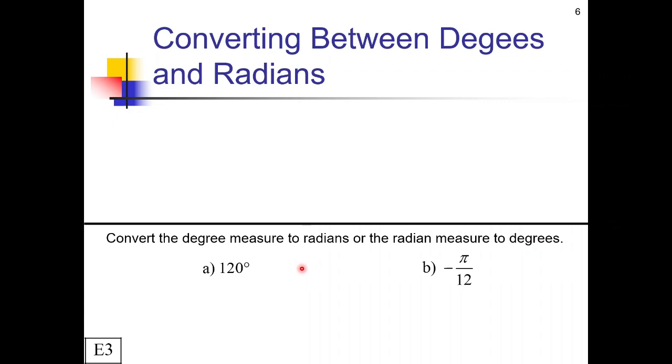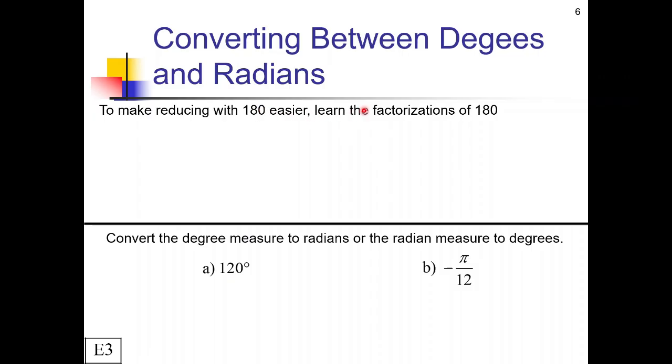Before we do that, though, because you might be thinking, well, I just need to multiply by some fraction with a pi and a 180 in it. How hard can that be? The trick is we typically ask folks to do this without the use of a calculator. There are a lot of other no-calculator things coming up in this chapter, but this is the first big one. So in order to do this completely without a calculator, and to make reducing with 180 easier, because you're going to have a lot of fractions with 180 in them, it helps to learn some common factorizations of 180. So we'll just go through them one at a time. We've got 1 times 180.